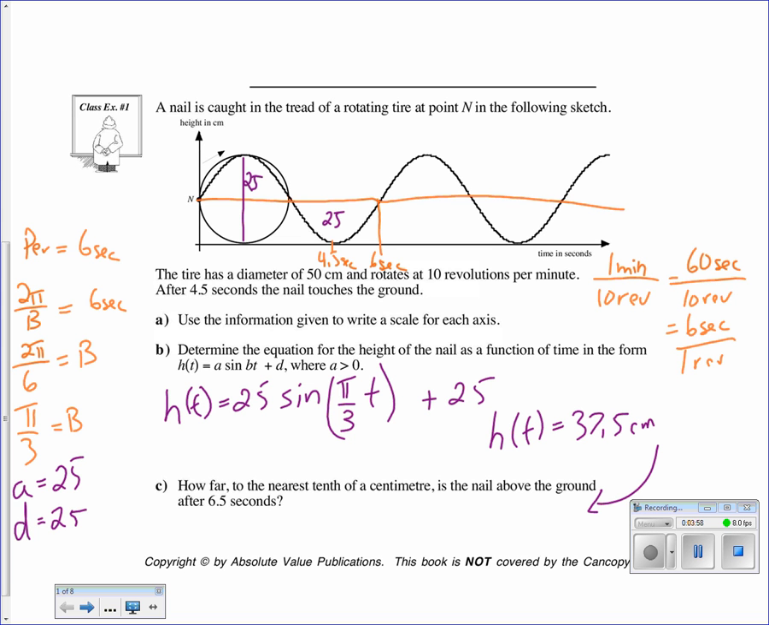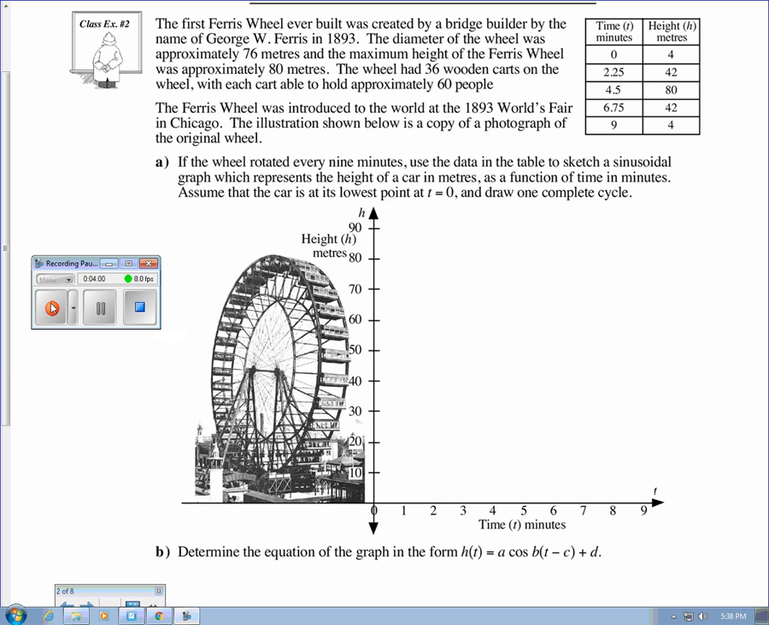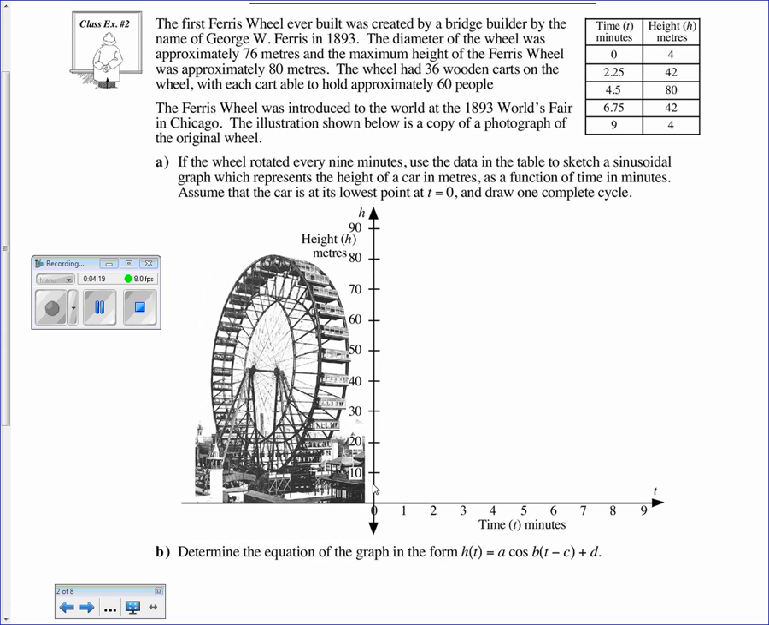Let's turn the page. We've got a Ferris wheel to model. So they haven't even built me the graph here, which is a little bit awkward. So I've got to create a graph, or at least a sketch of a graph. You could graph in your calculator if you're accustomed to that. You might know that from physics, but I'm going to graph using pencil and paper.